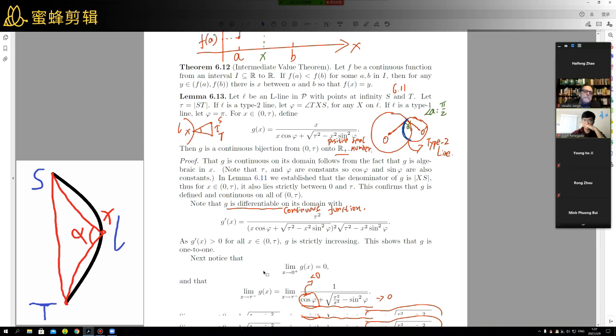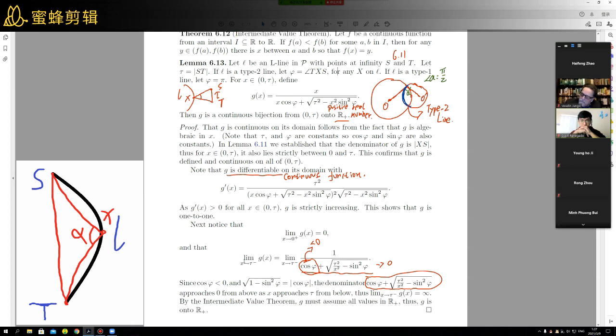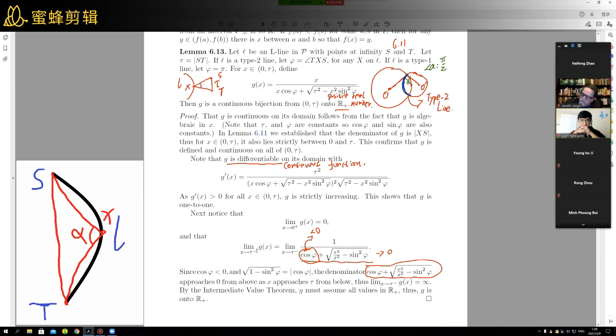And then let's notice the limit as x approaches 0: g(x) equals 0, because it's an increasing function. When x approaches 0, we can see the whole part is equal to 0. And for x approaching τ, for g(x), we can use the formula from Calculus 2, I think, for the differentiable formula.